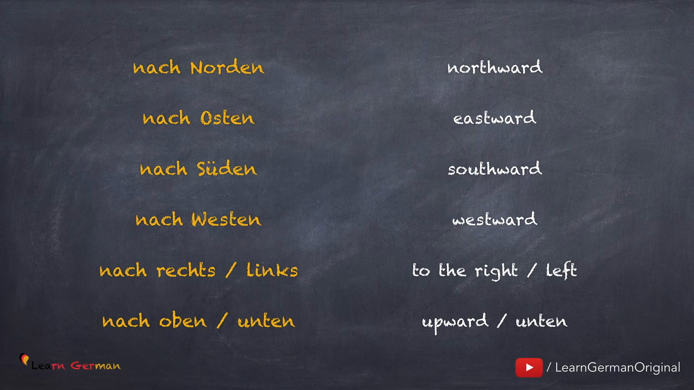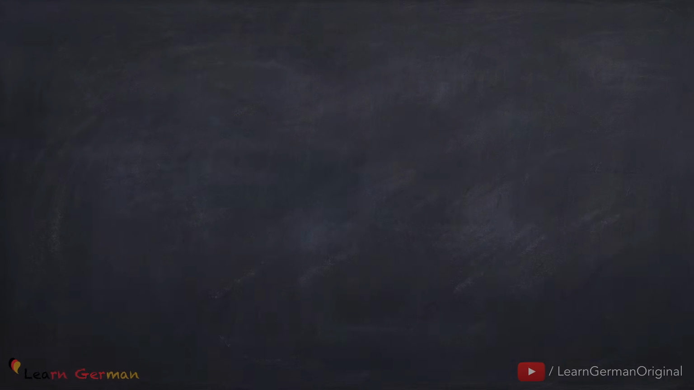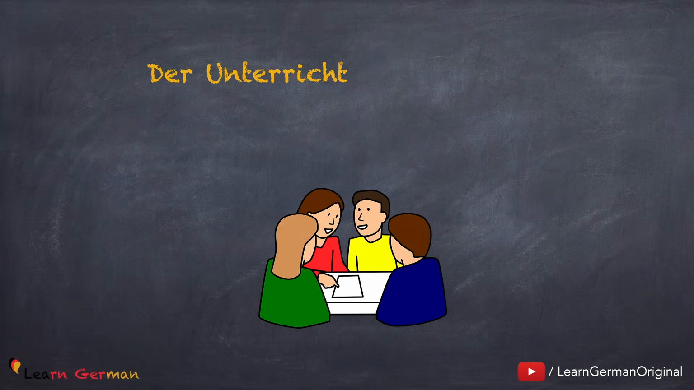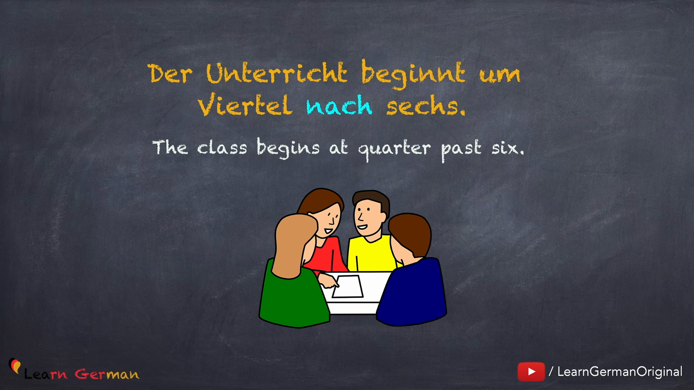So for all directions, you would use nach, nach Norden, nach Osten, nach Süden, nach Westen, nach rechts, nach links, nach oben, nach unten. Nach is also used when you're talking about Zeit. For example, der Unterricht beginnt nach 5:45. If you want to revise how to read time in German, you can watch our video on the same. The link is given below.